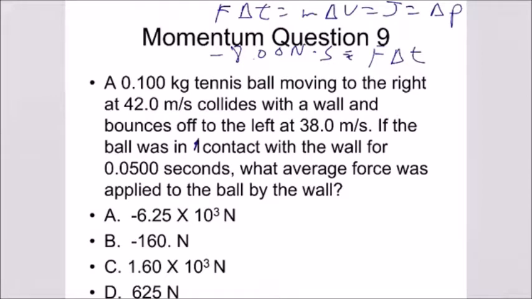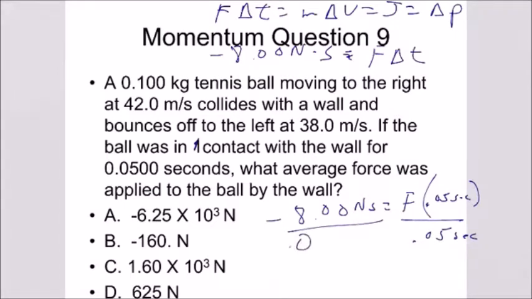So if we go a little closer here, we're looking for the force. They give us the time. The time that the force is applied is 0.05 seconds. So we're going to divide both sides by 0.05 seconds. Seconds cancel. And if we go negative 8 divided by 0.05, we end up with negative 160 newtons. So with 3 sig figs, our correct answer is going to be B.